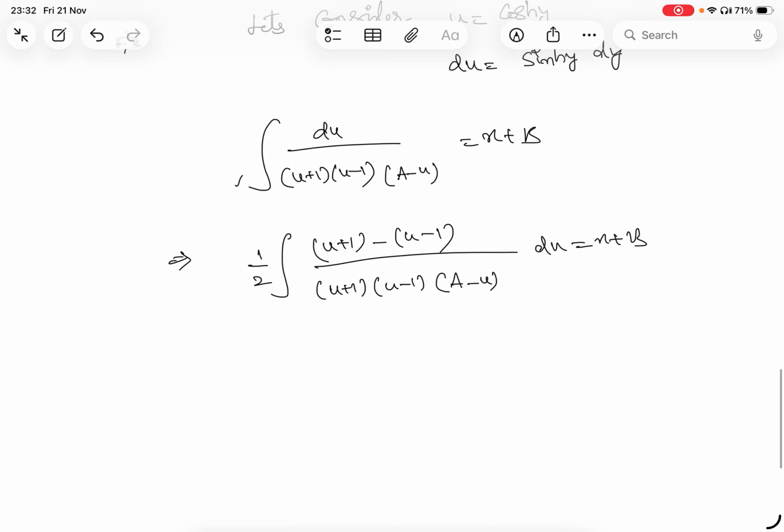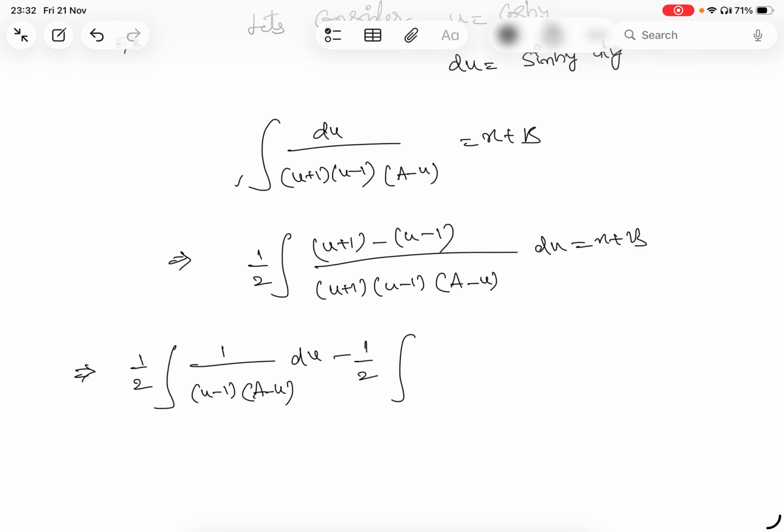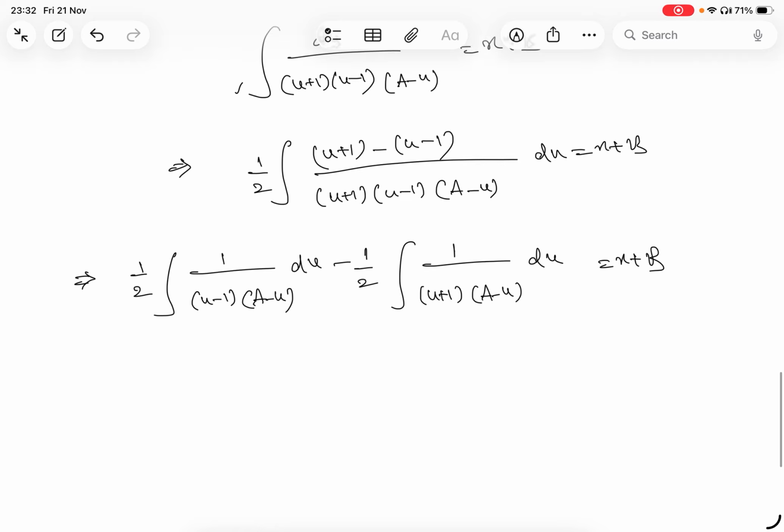Now let's separate these terms, right? This becomes 1 by 2 into the first term: u plus 1 will get cancelled and you are left with 1 by u minus 1 into a minus u du, and the second term will be minus half into u minus 1 will get cancelled and you are left with 1 by u plus 1 into a minus u du is equal to x plus b, right?